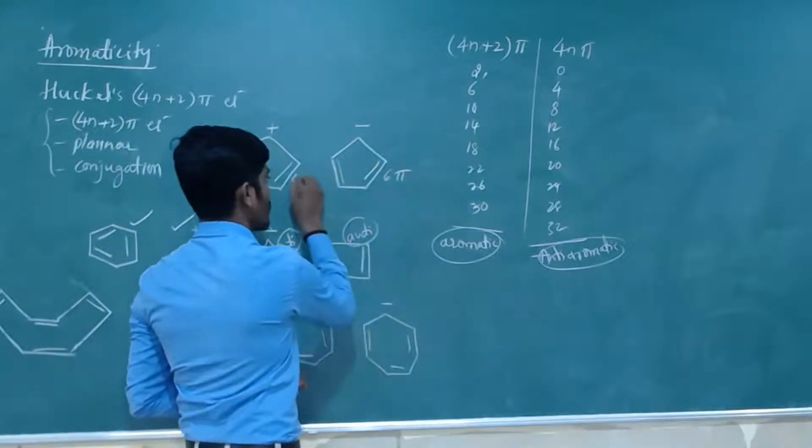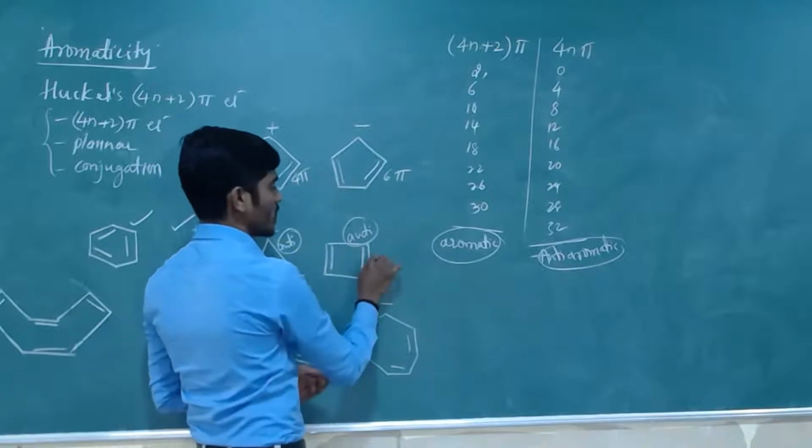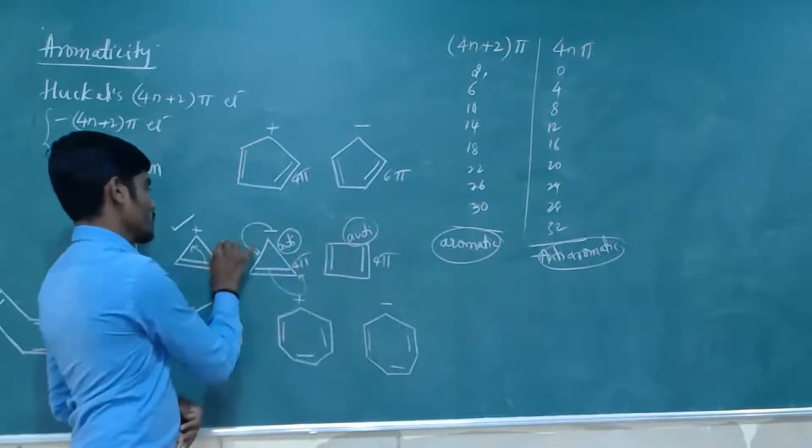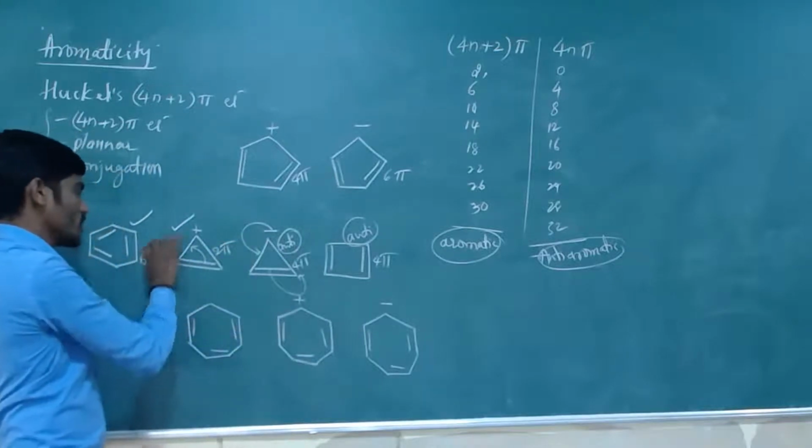In this case, 6 pi electrons. Here containing 4 pi electrons. This containing 4 pi electrons. It containing 4 pi. This one 2 pi, 6 pi electrons.